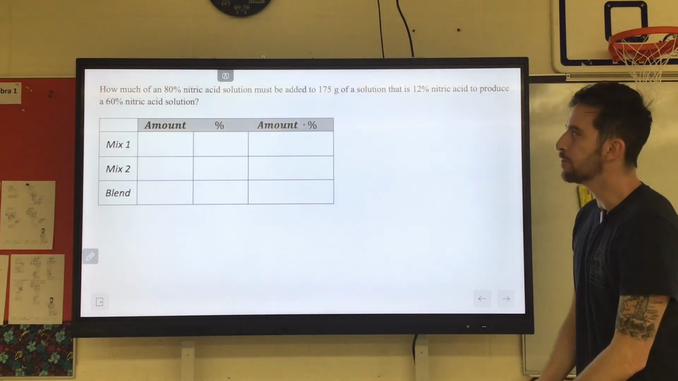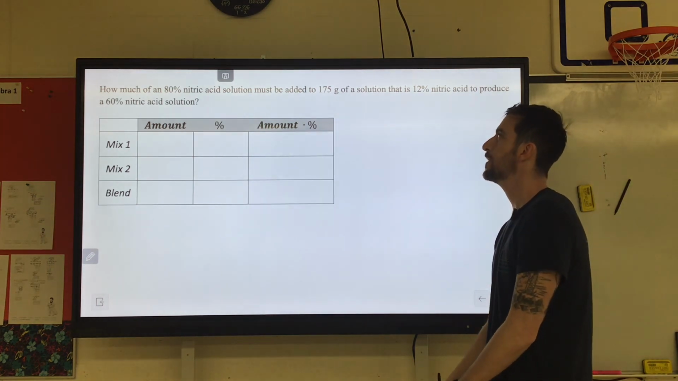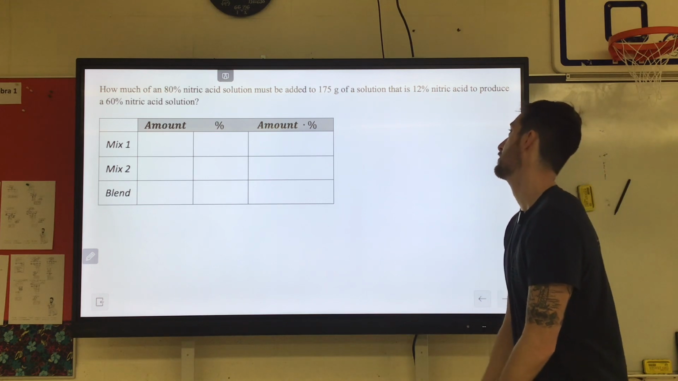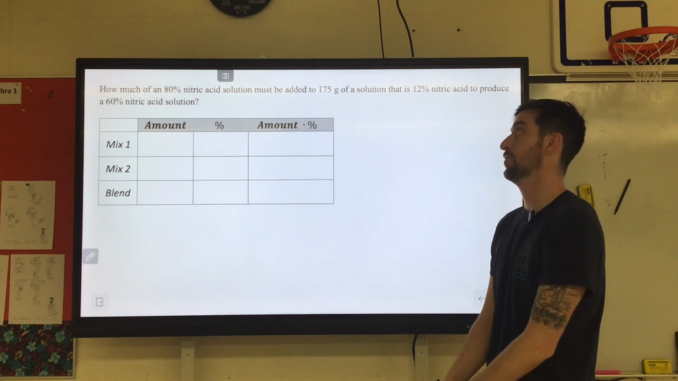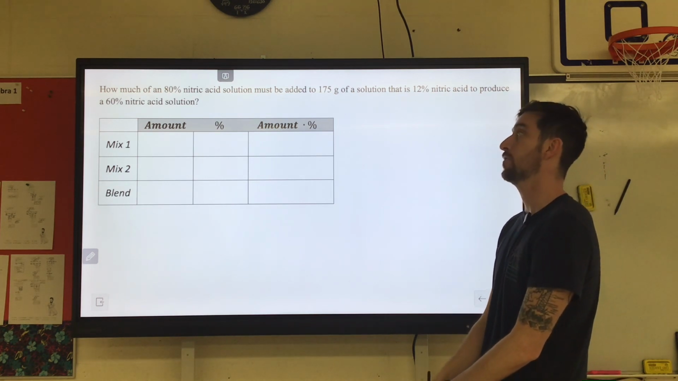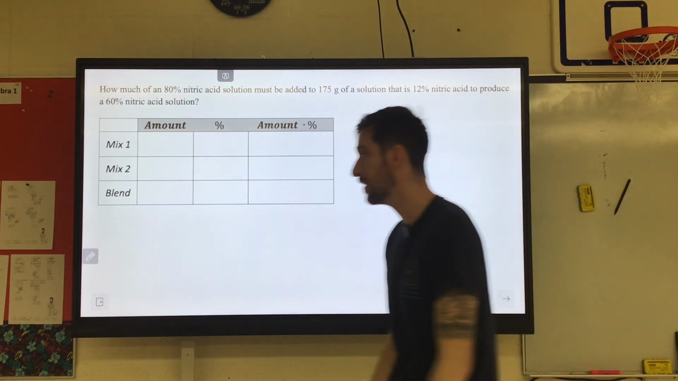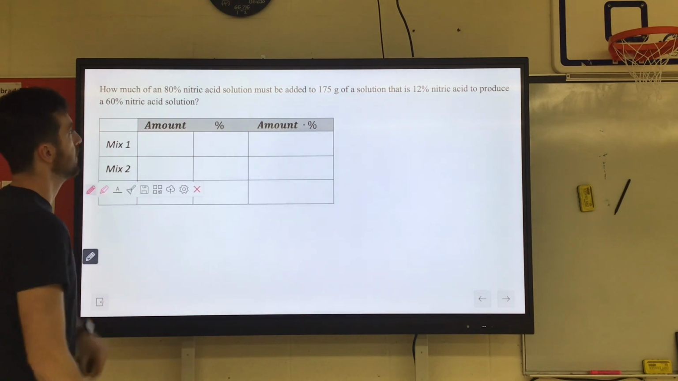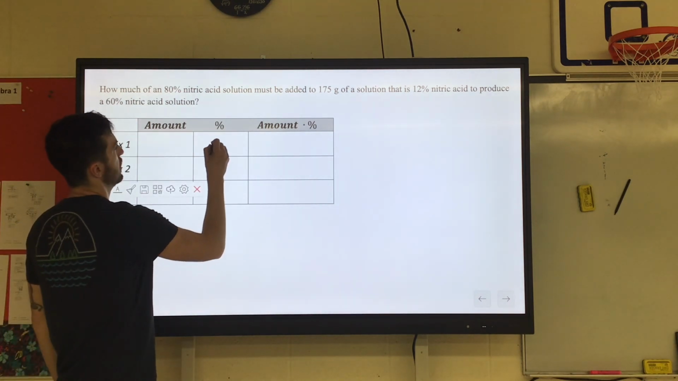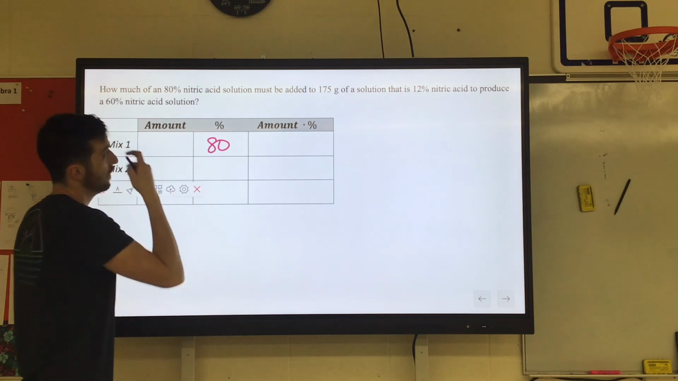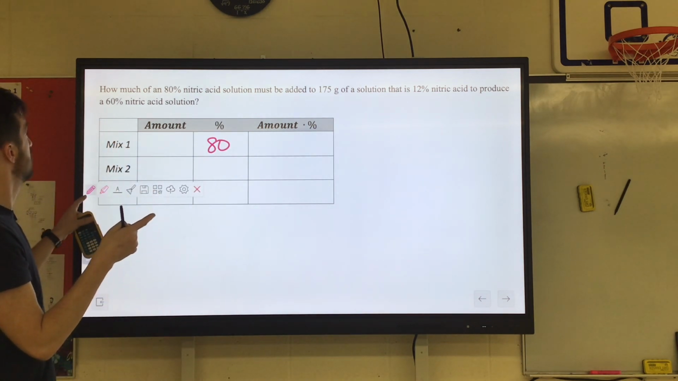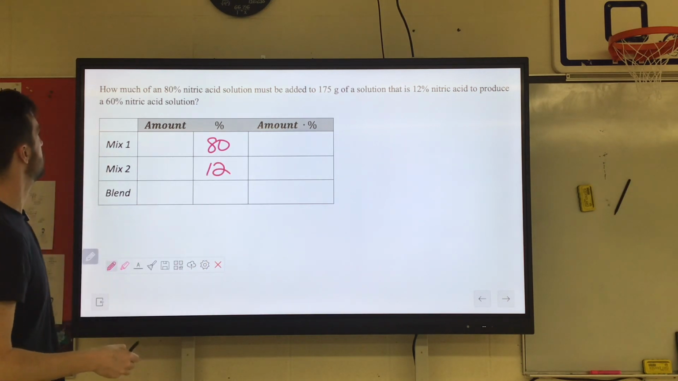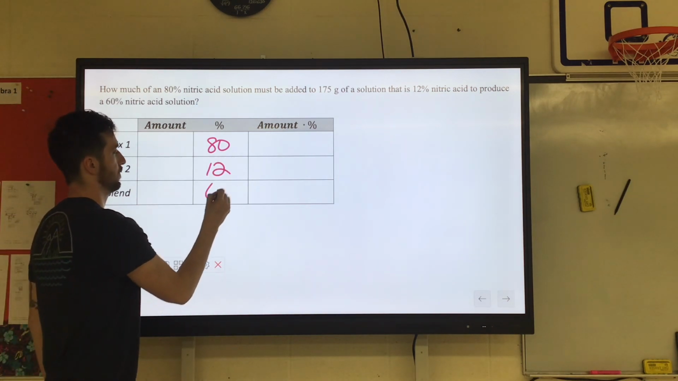How much of an 80% nitric acid solution must be added to 175 grams of a solution that is 12% nitric acid to produce a 60% nitric acid solution? Let's see what we got. Let's fill out our chart. Let's call mix 1 the 80% and we'll call mix 2 the 12%, and then the blend will be the 60%.